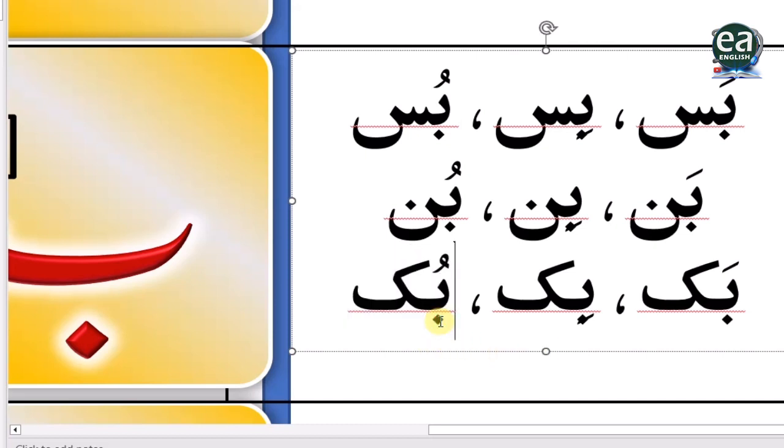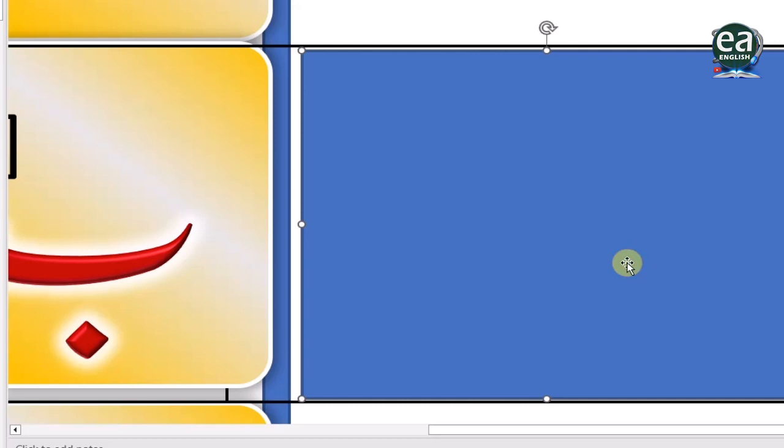What are the components for buck? B, then zabar, then kaf. Okay, I want you to write a proper word like bakri. So B, right? Kaf. It will become like buck. B, kaf, buck. Then re, and ye choti, that this is called small ye, like re, right? So if you make them in the writing formation, be with kaf then re, this is called bakkar.